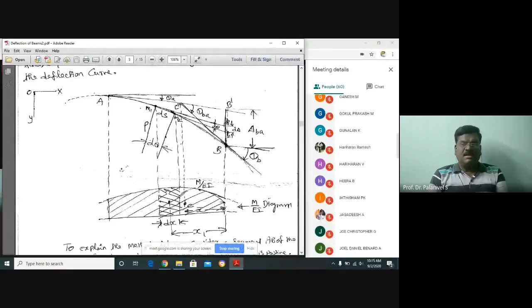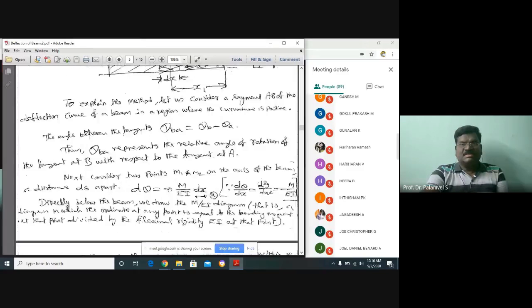The relative angle between 2 points. I will repeat, the relative angle between the tangents. In other words, the relative angle of tangents at 2 points A and B is equal to the area of the M by EI diagram between those 2 points. That's what the statement says.